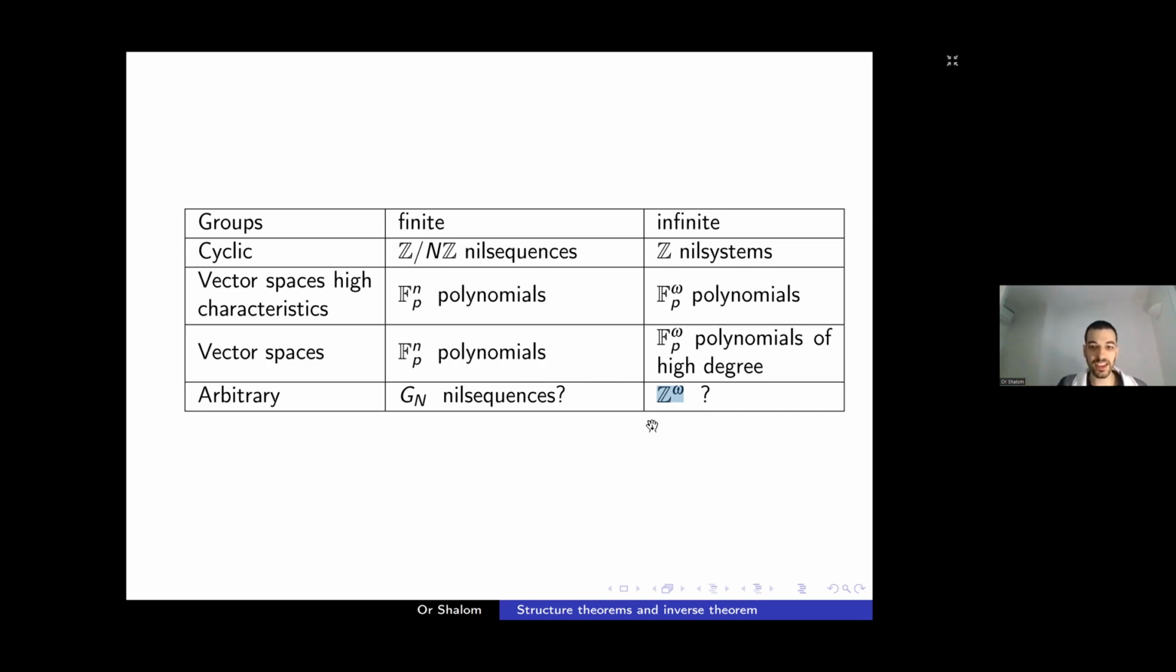action. So this table summarizes our project. Our goal is to generalize Host-Kra theory to arbitrary countable abelian groups, generalize inverse theorems to arbitrary finite abelian groups, and to find an ergodic theoretical proof of the combinatorial inverse theorem for the Gowers norms. And I want to show you some instances where we managed to do it.